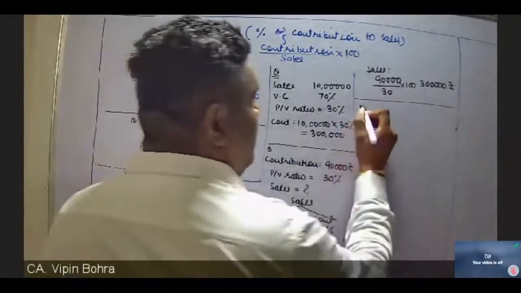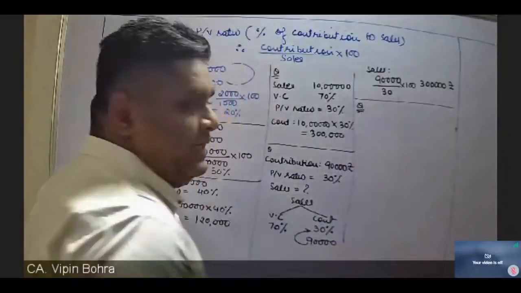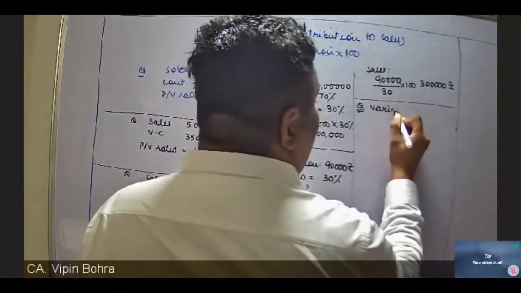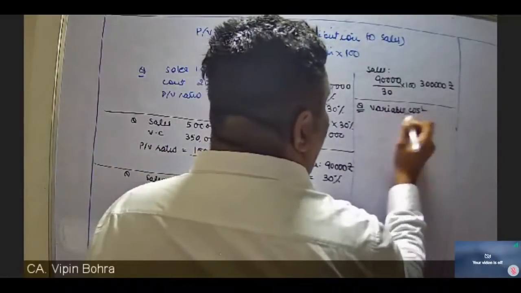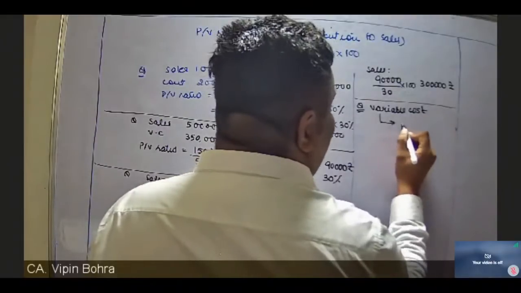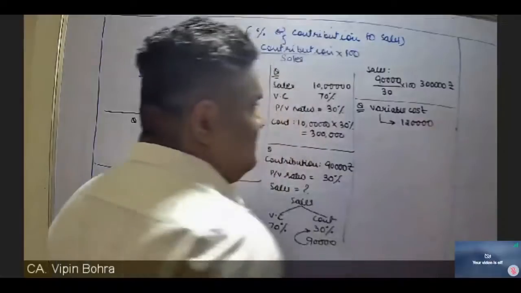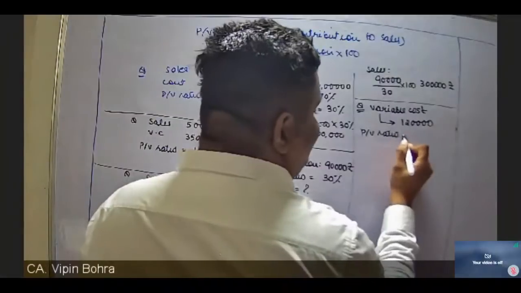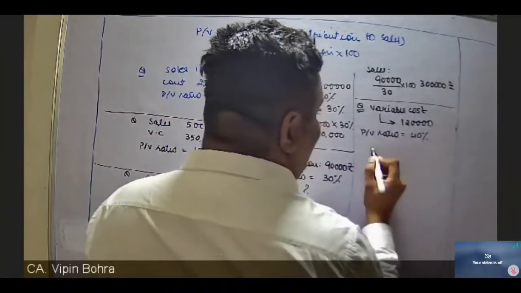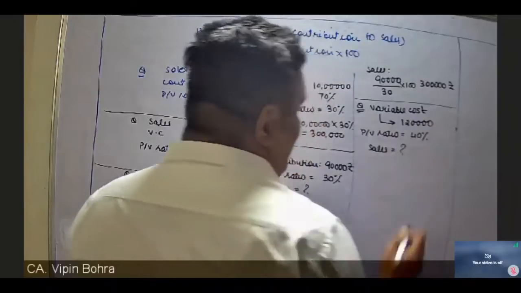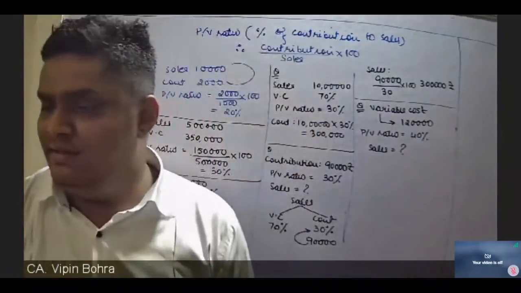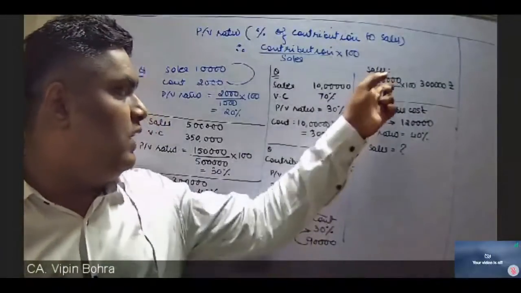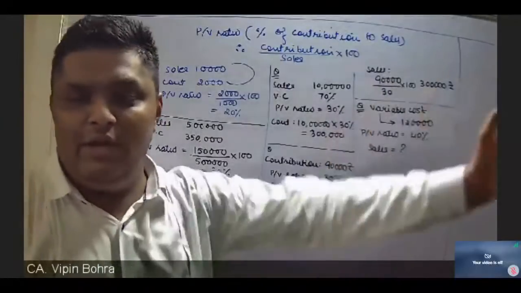Another example. Guys, be quick in responding. I'm taking another example. Suppose my variable cost is say 1,20,000. My percentage of contribution to sales is say 40%. So what will be my sales? Quickly, waiting for your answer, guys. I hope this part is clear to all. Now the next question. Guys, waiting for your answer. Be quick.